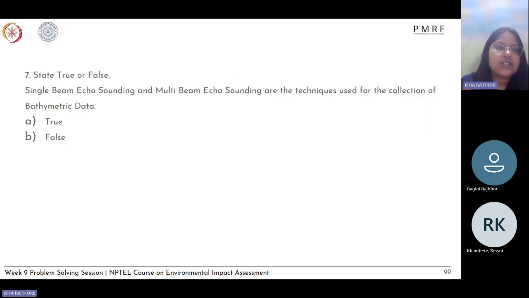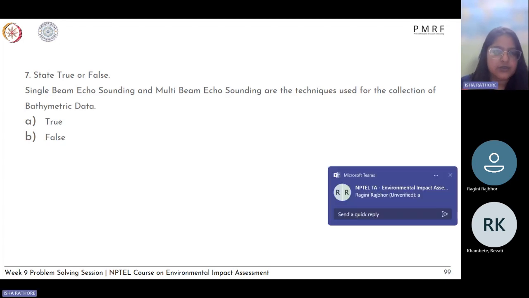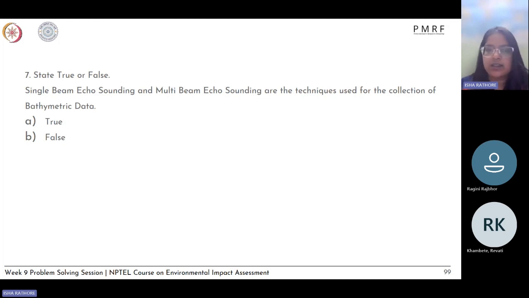So state true or false: single beam echo sounding and multi-beam echo sounding are techniques used for the collection of bathymetric data. For coastal habitats, we looked at bathymetric data methods. This is how underwater topography is mapped. So whether the two techniques mentioned here are used for bathymetric data or not. Okay, so we have one answer, A.